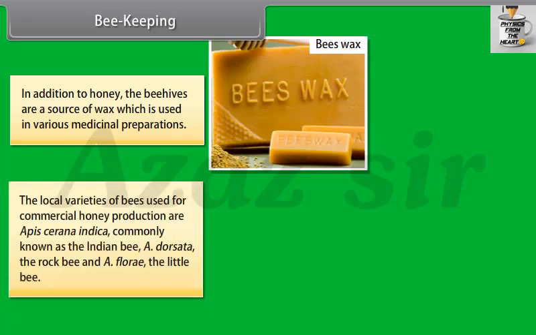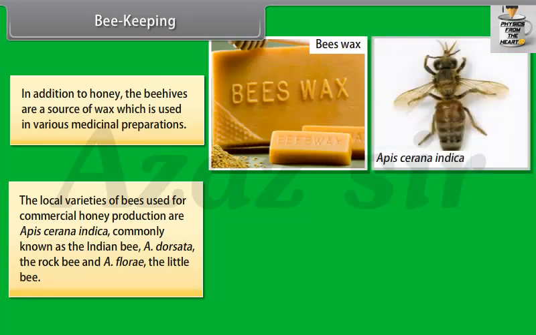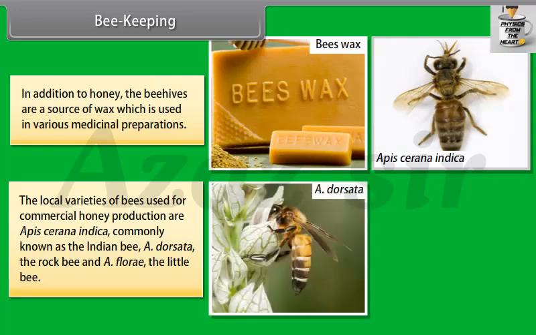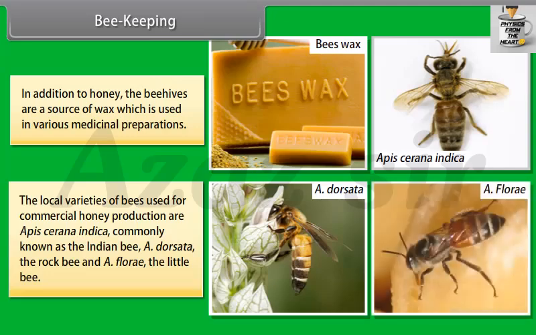The local varieties of bees used for commercial honey production are Apis cerana indica, commonly known as the Indian bee, A. dorsata, the rock bee, and A. florea, the little bee.